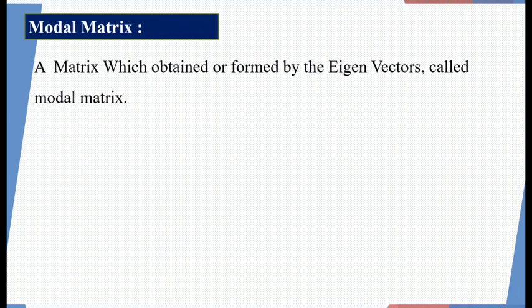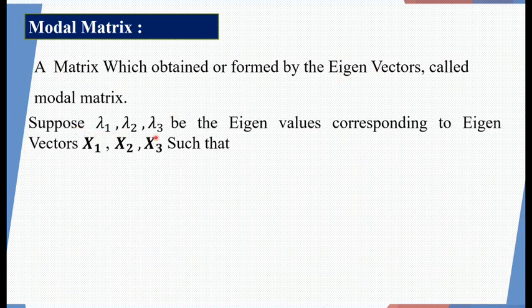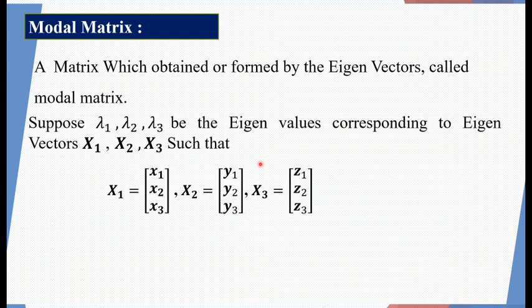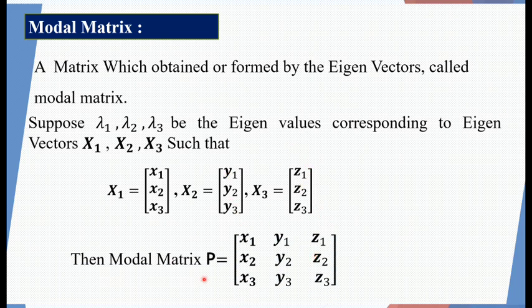Now, model matrix. What is the model matrix? A matrix which is formed by the eigenvectors is called the model matrix. Suppose lambda 1, lambda 2, lambda 3 are the eigenvalues corresponding to eigenvectors x1, x2, x3, such that x1 is equal to this, x2 is equal to this, and x3 is equal to this, then its model matrix is represented by capital P or capital M. In some books, the model matrix is represented by capital P, and in some books it is represented by capital M. So we are taking P here. So P is equal to, this is x1, this is x2, and this is x3. All the three columns are representing the three eigenvectors. So this matrix is known as the model matrix.